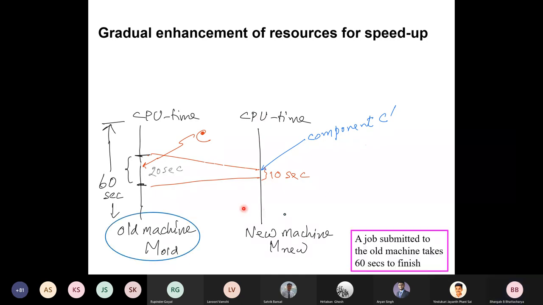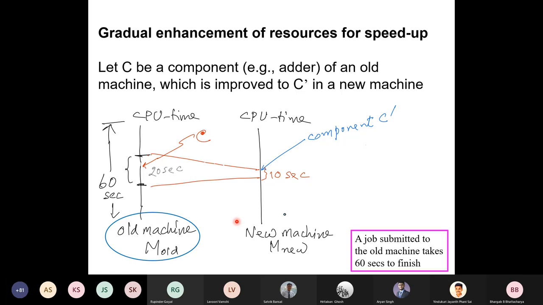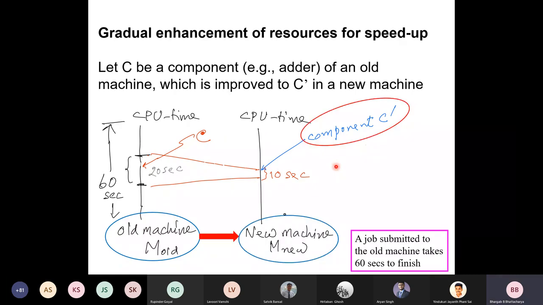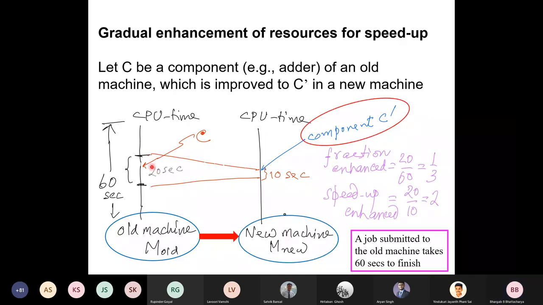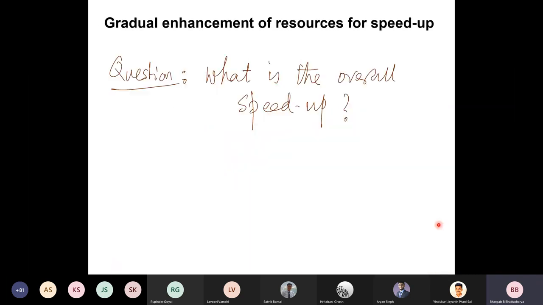So this is the old machine, this is the new machine. A job submitted to the old machine, assume that it takes 60 seconds to finish. And C old, the component, for example, an adder of the old machine, has been improved to C prime in the new machine. Okay, so this is the component. So what is the fraction? This is the original fraction. Since this is 60 and this is 20, the fraction is 1/3. This is called fraction enhanced. Only this fraction of the old machine has been enhanced in the new machine, and the speed up for the enhanced version is 2x.